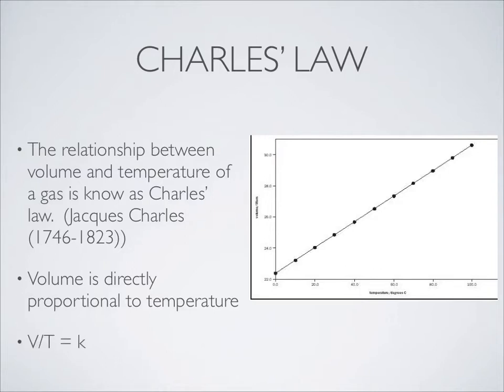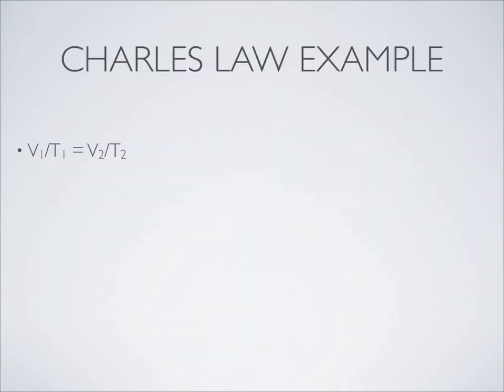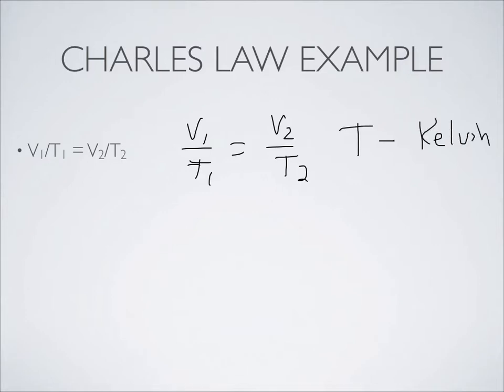When we write it, if you think about it, it has to be a fraction. As I double this one, this one's going to double, so that it always equals the same thing. K, once again, is another constant. You can see our formula is V1 over T1 equals V2 over T2. Remember, temperature must be in Kelvin, or this law doesn't work. You can't end up with negative volumes.